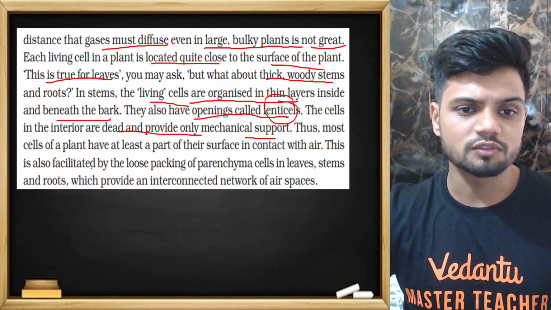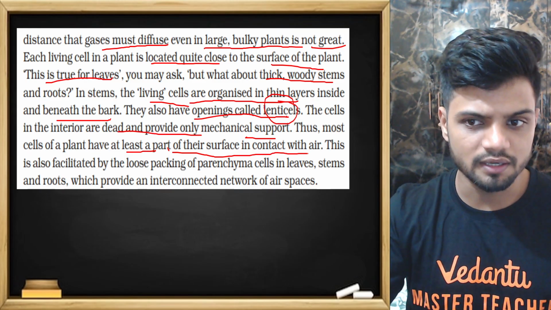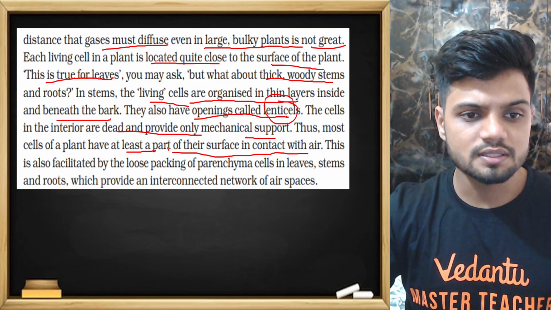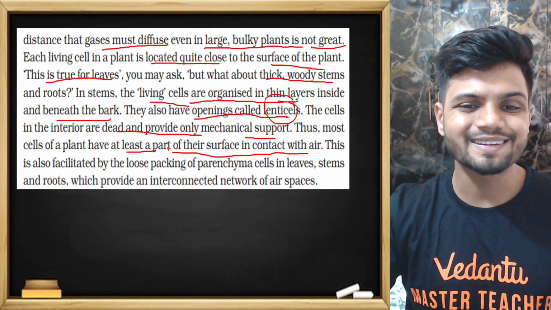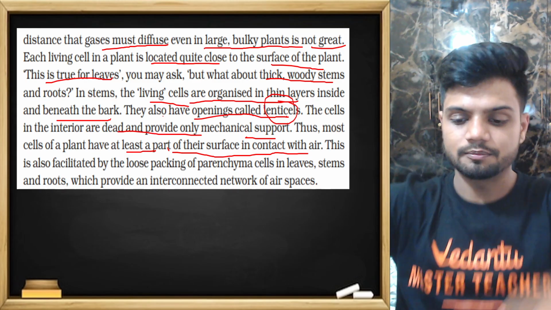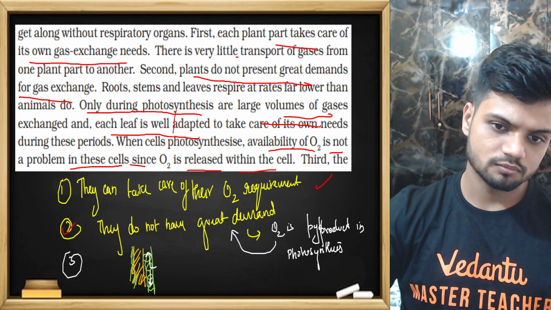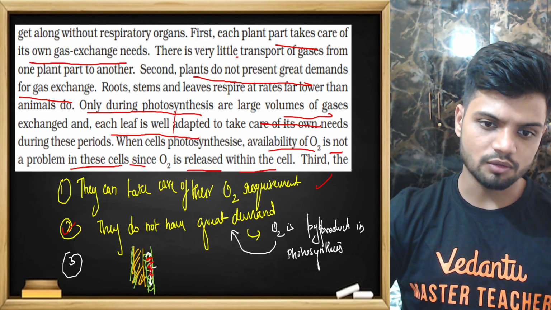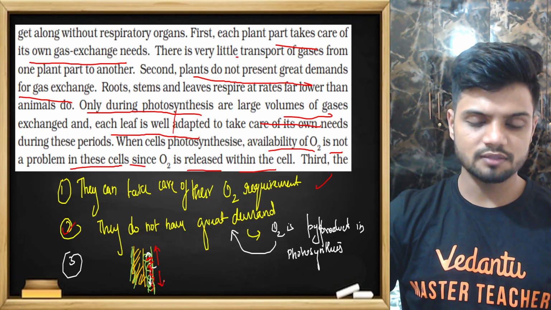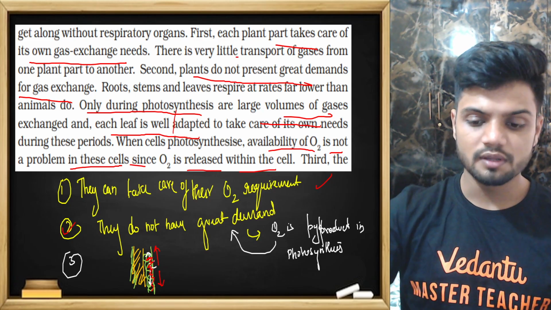Thus, most of the cells of the plant have at least a part of the surface in contact with the air. This is also facilitated by the loose packing of parenchyma cells in the leaf, the stem, and the root, which provides an interconnected network of airspace. So basically, all the living cells are on the outside. Easy diffusion can take place here, and plants do not require much tension. They also have lenticels.